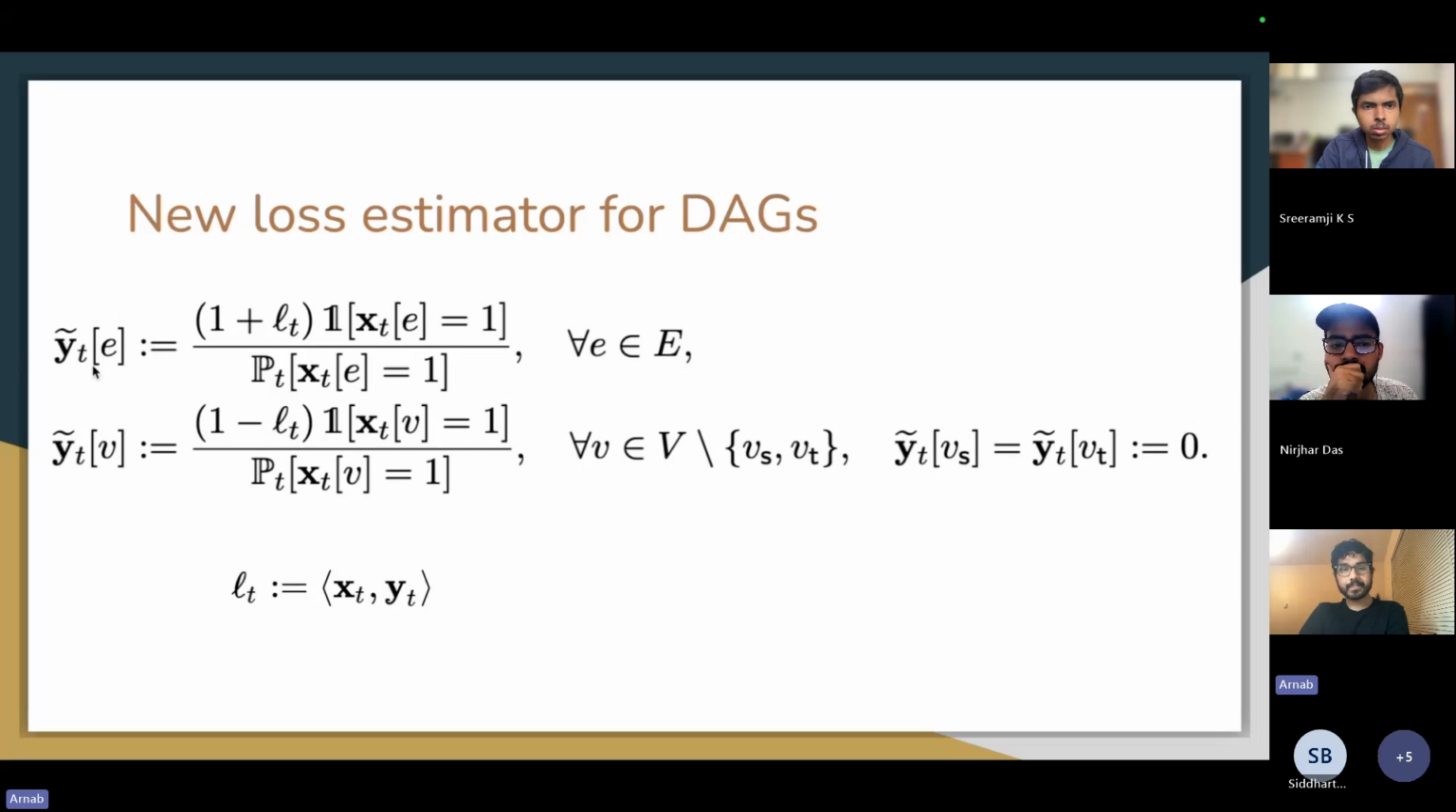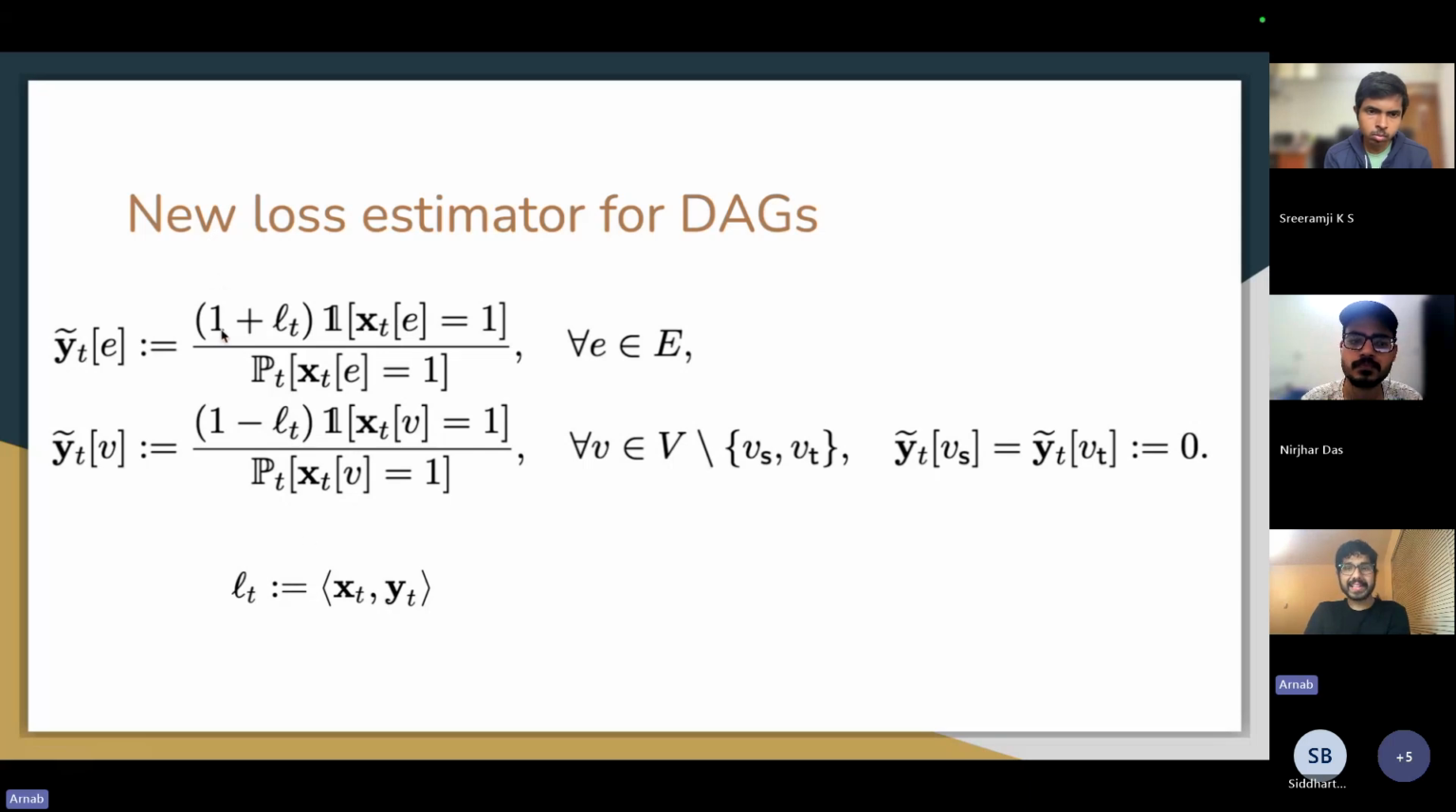So for an edge E, we'll be choosing 1 plus LT times the indicator that the edge E was chosen in my path, divided by the probability that the edge E was chosen in the path. And for the node V, we are assigning a loss value which is 1 minus LT times the indicator that the node V was chosen in the path, divided by the probability that the node V was chosen in the path. And for the source and sink node, I'm just assigning 0. And here LT is the loss that you incur.